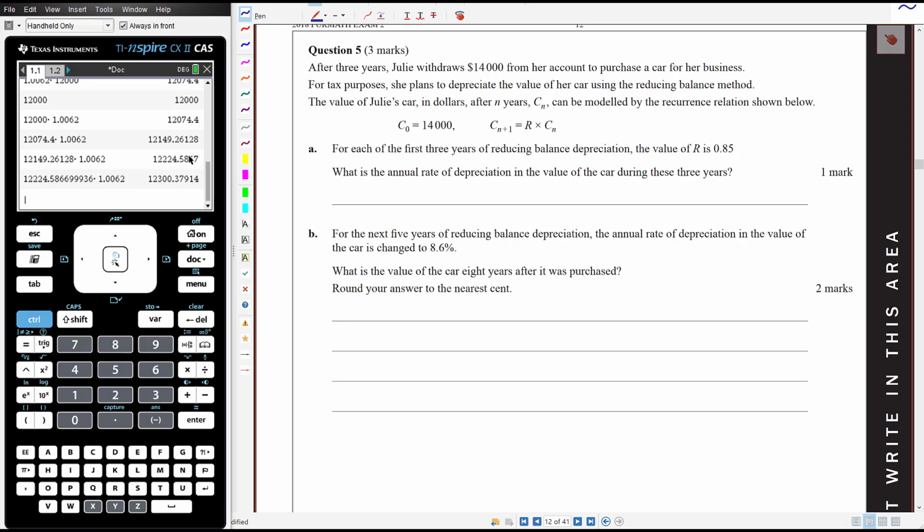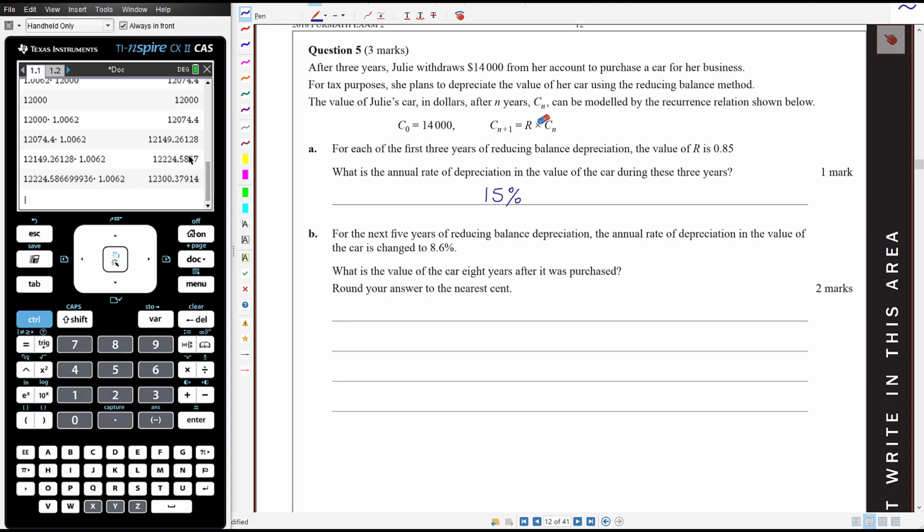And then we are going to be multiplying by something each year. For each of the first 3 years of reducing balance depreciation, the value of R is 0.85. What is the annual rate of depreciation in the value of the car during these 3 years? So what this means is every year we are finding 85% of the previous year's value. So we don't still have 100% of the value, it's reduced to only 85% of the value, which means the rate of depreciation has been 15%, 100% minus 85%.